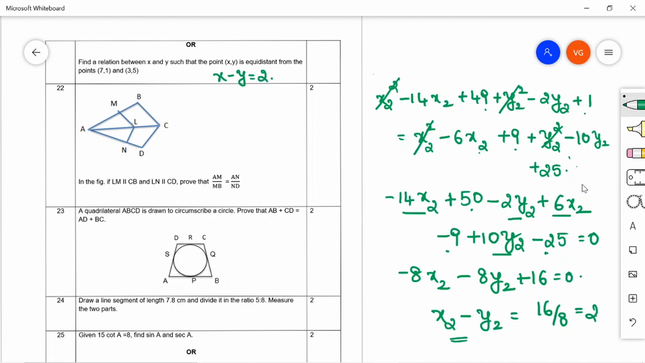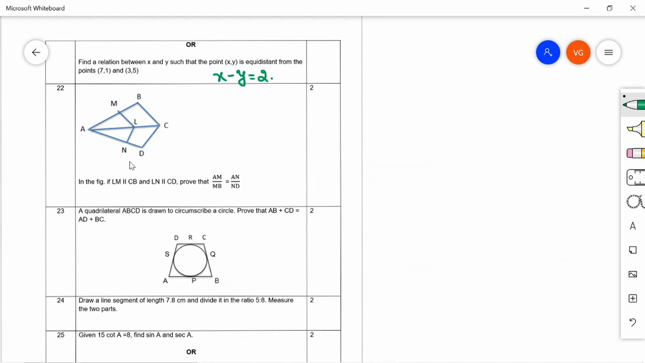So this one you will get 1 mark for writing the formula, the distance formula, and half mark for writing that 2 points are equal, and then half mark for calculating your final answer. So this is how the marking scheme is divided.